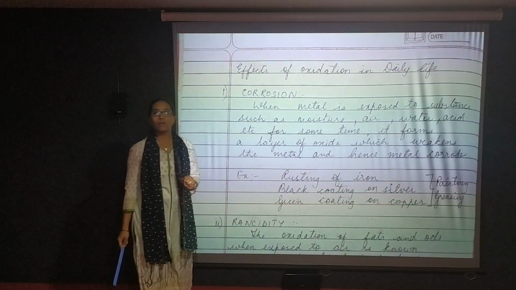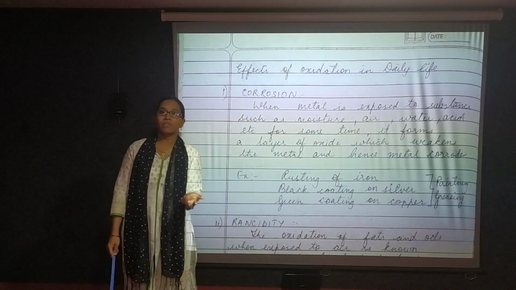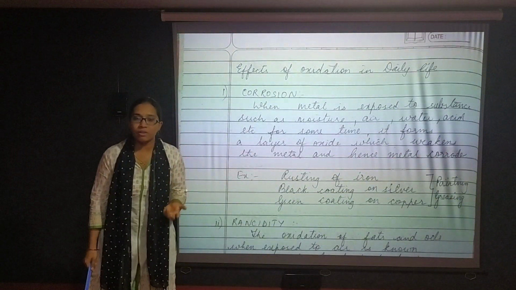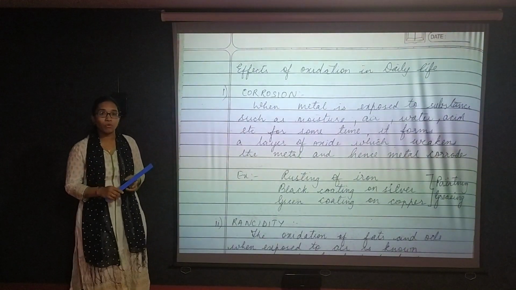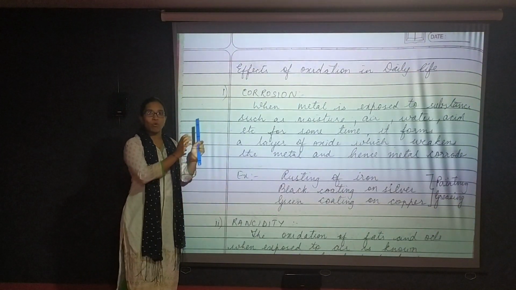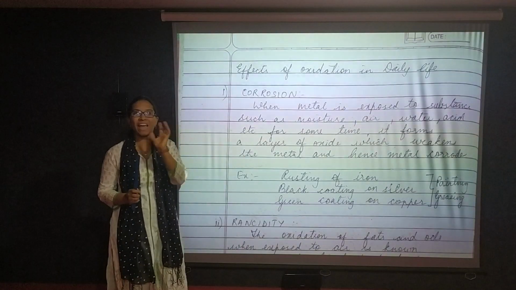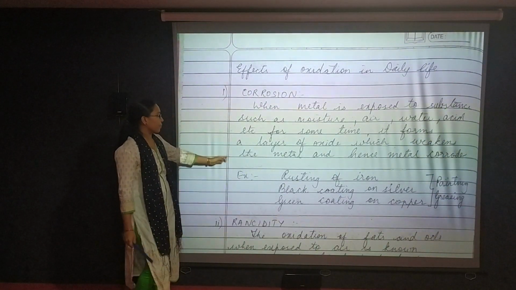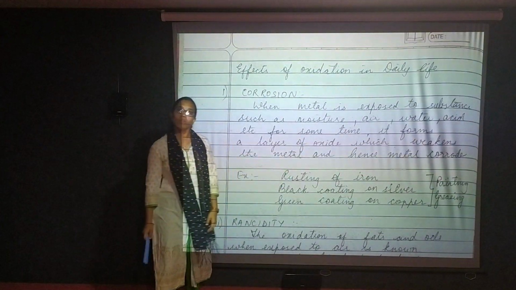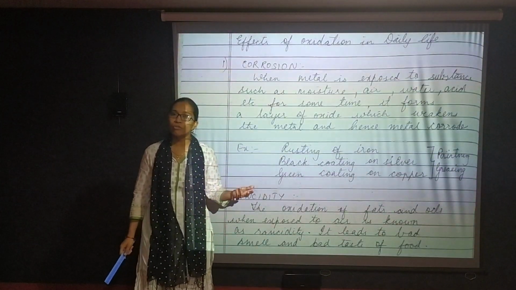The black coating on silver, you would have seen that whatever the silver jewelries you are having or the vessels that you are having at your home, after some time, when it is kept open for some time, a blackish layer will be formed on top of it. It is because of corrosion. Next is green coating on copper. It is also because of corrosion.